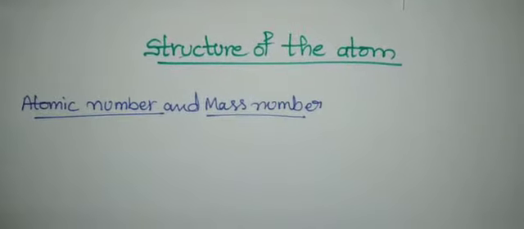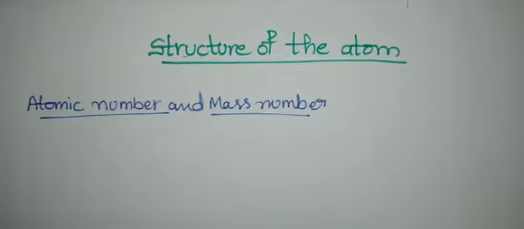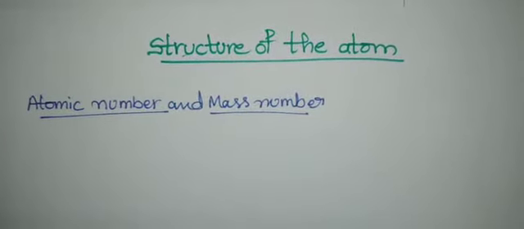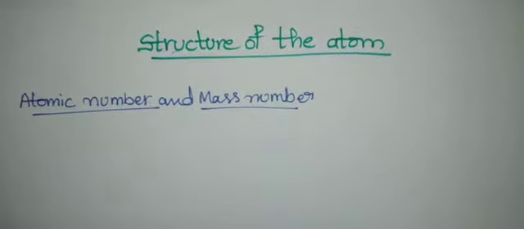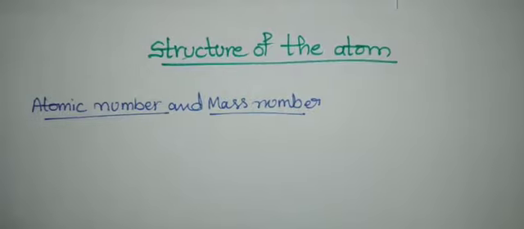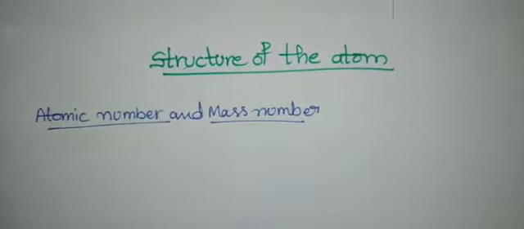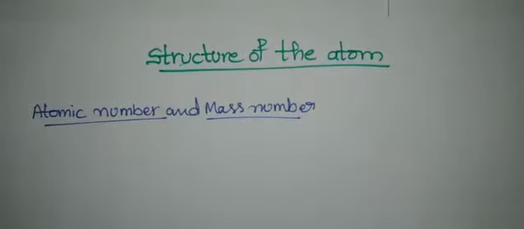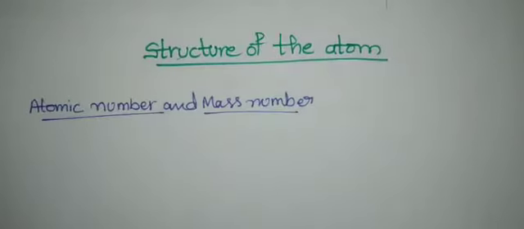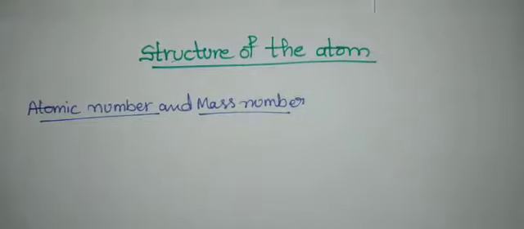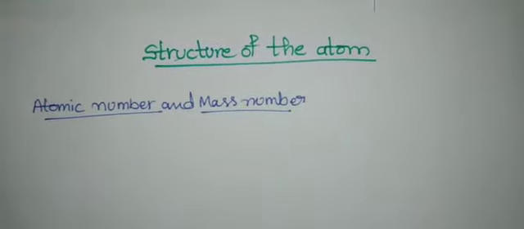You know that we are learning the chapter structure of the atom. In the previous class you have learnt about structure of atom and the valencies and electronic configuration that you all have studied. And in today's class you are going to study about what is atomic number, mass number, isotopes and isobars. So first let us know about atomic number.